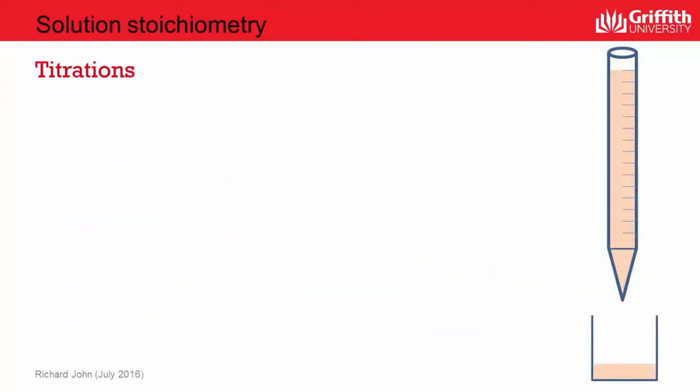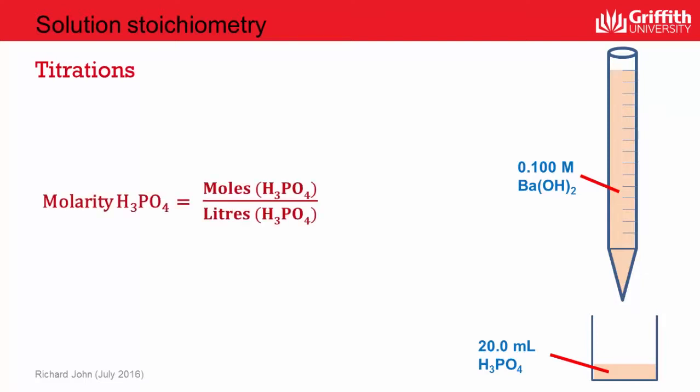So here's the scenario that we've got experimentally. Down the bottom, we have a known volume of acid, 20.0 mL of phosphoric acid. In the burette above, we have our standard solution of barium hydroxide, a 0.100 molar solution. And the burette is used to deliver a known volume of solution. Now what we're after is determining the concentration of the phosphoric acid solution.